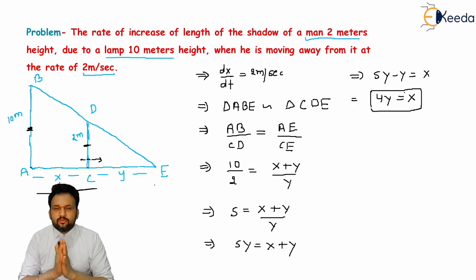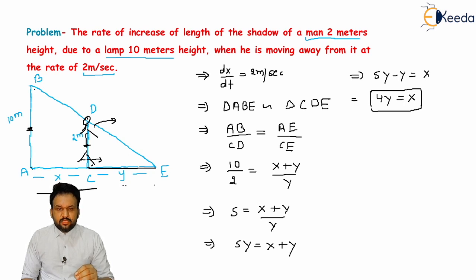Now what are we going to find? Actually, it asks for the rate of change of the length of the shadow. So where is the length of the shadow? That is y. It is the length of the shadow. If the man is standing over there, a man having a length of 2 meters, and his shadow is falling here, this y is the shadow. But if he is moving away from the lamp, then the length of the shadow will also change. So I have to find the rate of change of the shadow.